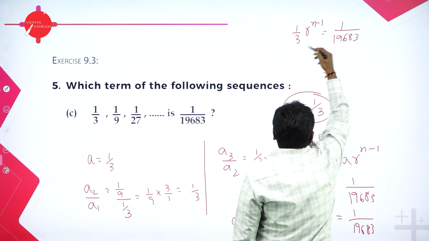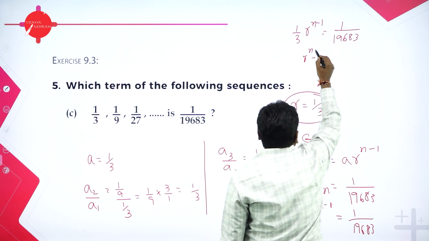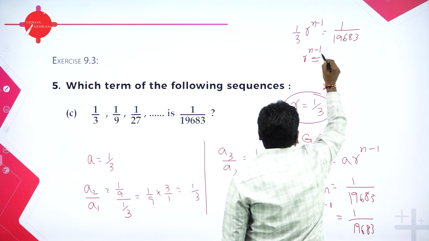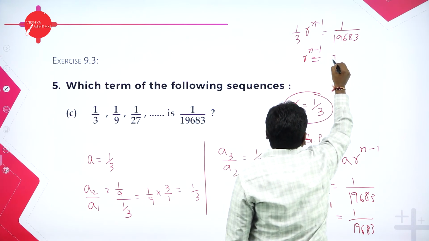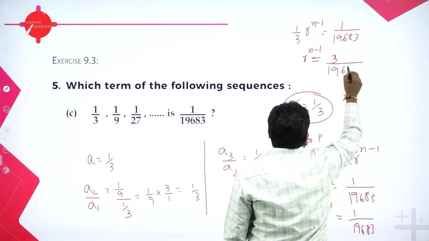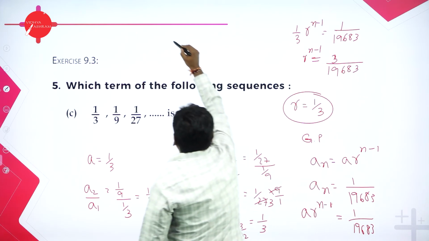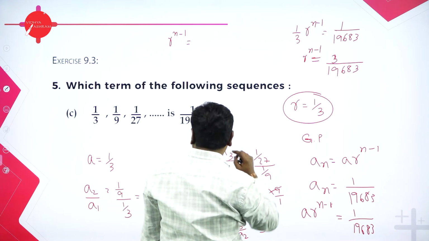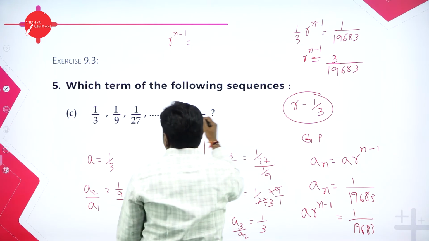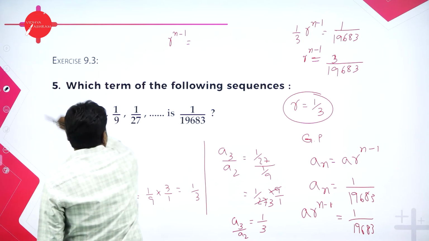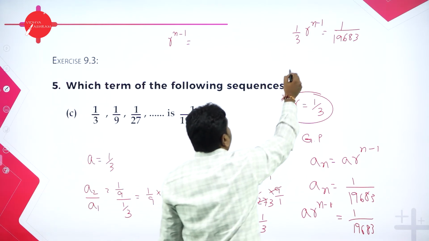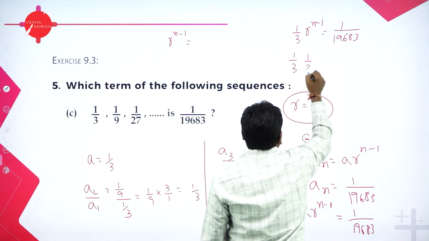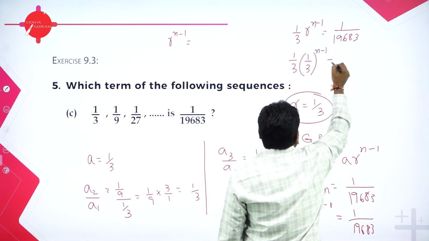So 3 you transfer that side. R power n minus 1 is equal to 3 by 19,683. So R power n minus 1 is equal to, common ratio is what? 1 by 3, sorry. First term is also 1 by 3, common ratio is also 1 by 3. So now here you can substitute it, right? So 1 by 3 into 1 by 3 power n minus 1 is 1 by 19,683.